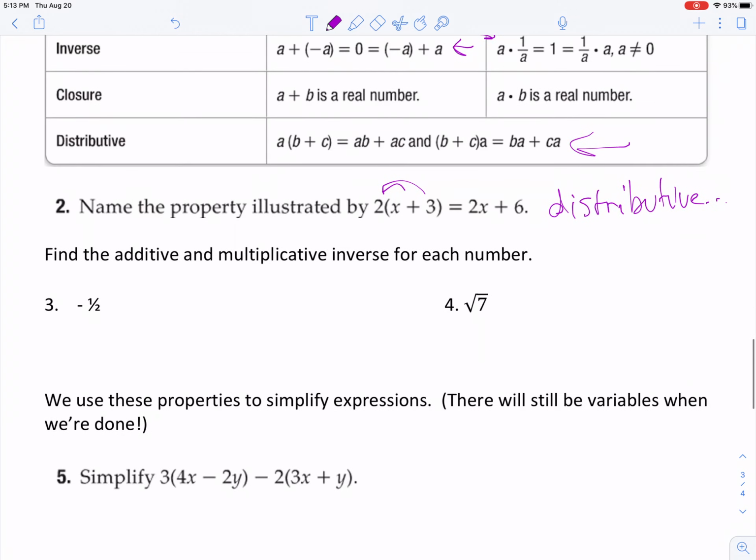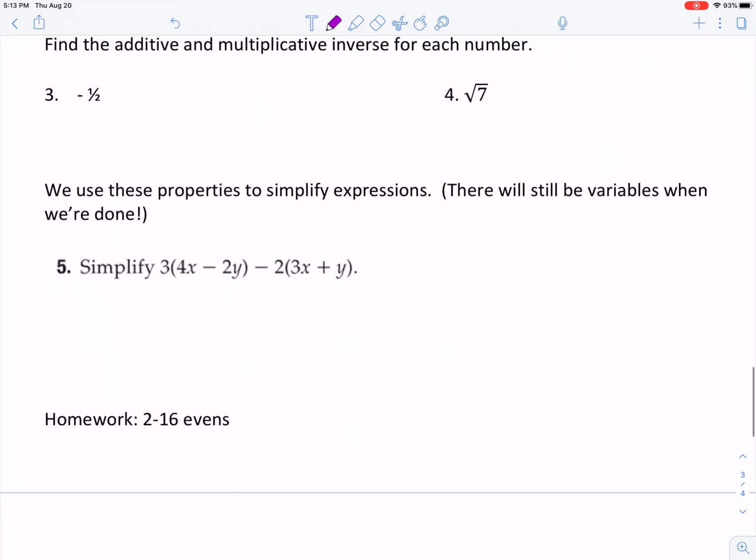Not going to worry about that today. Basically, we're going to be using those properties to simplify expressions. So there are still going to be variables when we're done. And again, ignore that; that's not what we're doing for homework. I'm going to start by using the distributive property. 3 times 4x is 12x, and 3 times negative 2y is negative 6y. Distribute, and don't forget the negative sign. Negative 2 times 3x is negative 6x, and negative 2 times y is negative 2y.